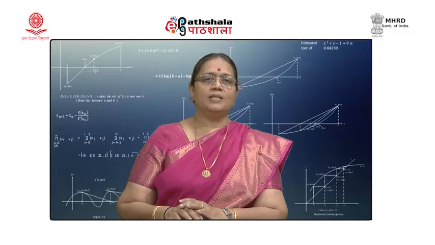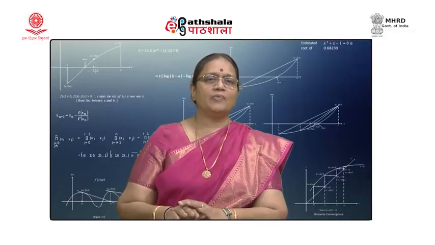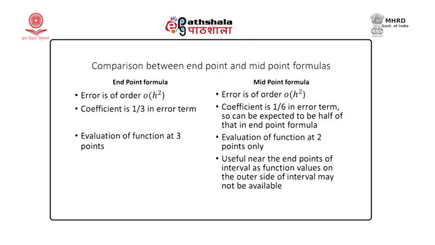And moreover, in the case of the midpoint formula, we need to evaluate the function only at the two endpoints x0 minus h and x0 plus h. The middle term coefficient has become 0. Though we are evaluating the function at only 2 points, using only 2 function values, still it is called a 3-point formula, because we have used 3 points to estimate the derivative of the function at these points.